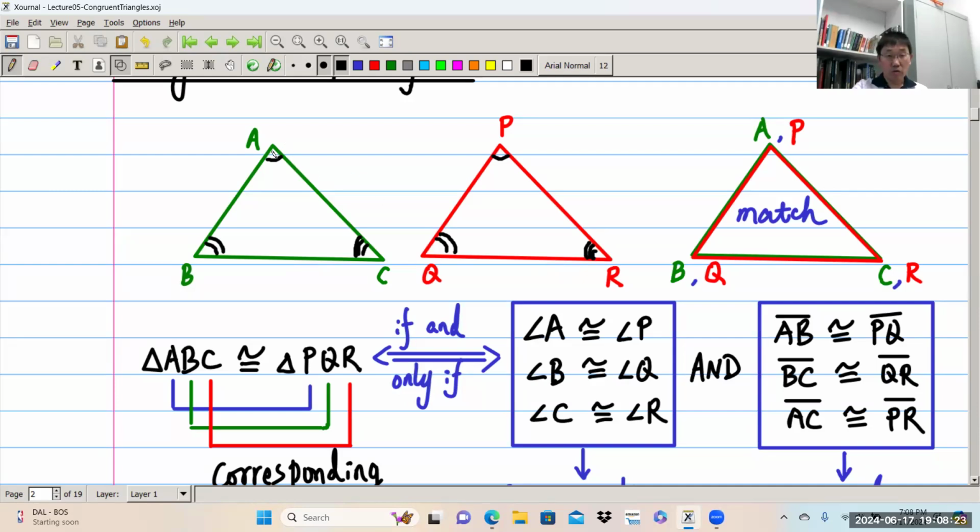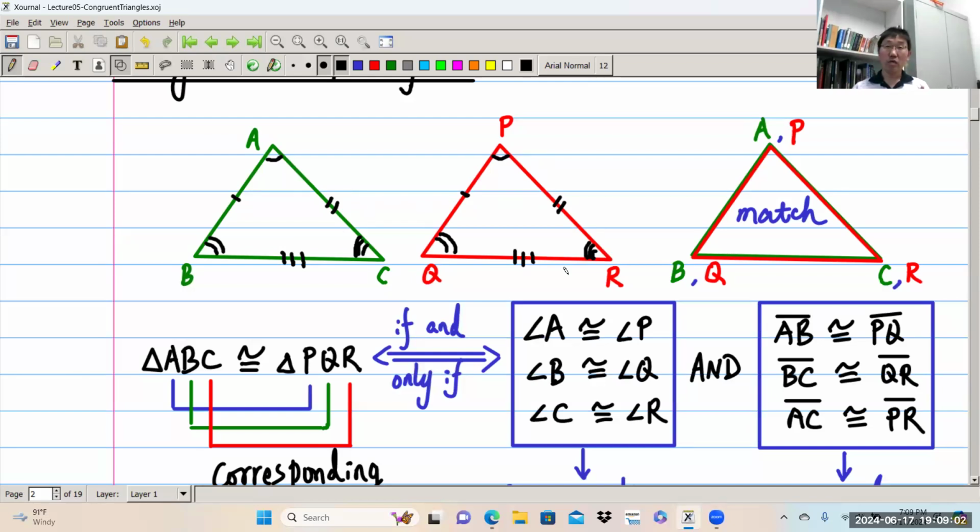Also, side AB, which is a line segment, corresponds to side PQ, and they are congruent line segments, or congruent sides. They are corresponding sides. Side AC corresponds to side PR in this case, and they are congruent. And finally, side BC corresponds to side QR, and they are congruent with the same measure.